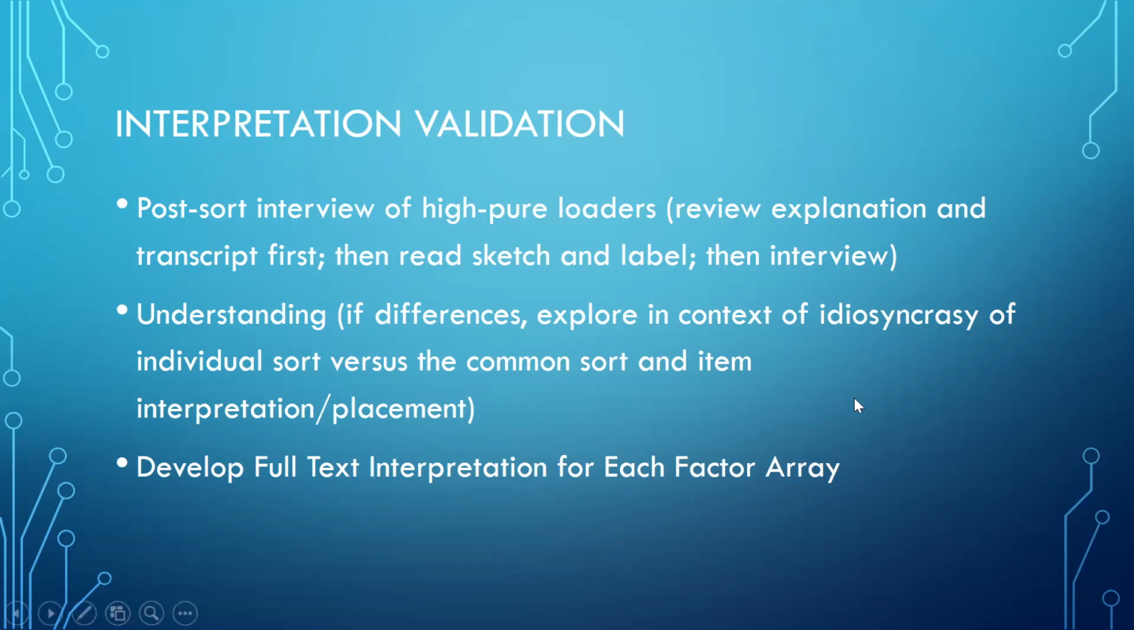Another way to help validate your study is to ensure that you have other individuals read through your analysis and look at your study as part of a peer review, even an informal peer review process. And then the next thing to do is to develop a full text interpretation of each factor array. Of course, this is part of your study, the paper that you write.